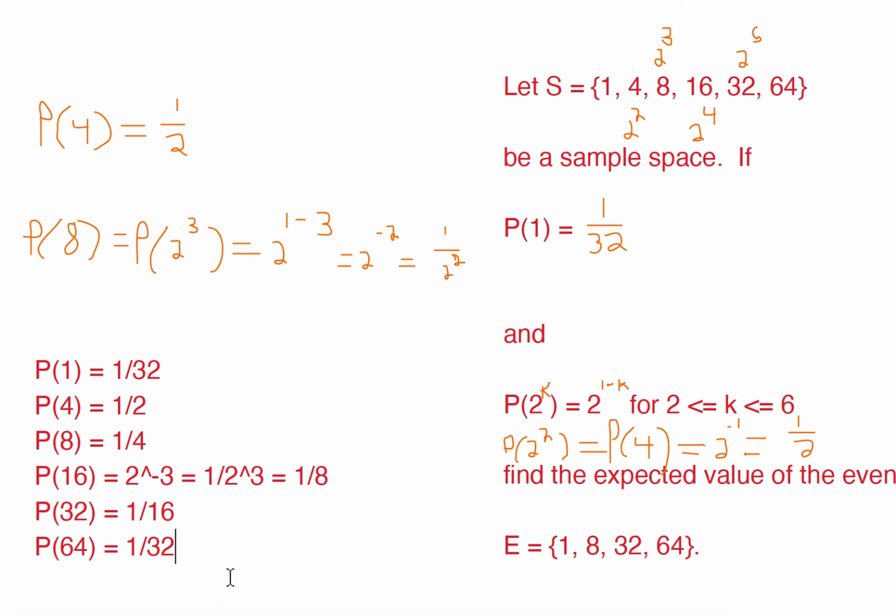So now that we have each probability, now we can find the expected value. Expected value for 1, 8, 32, or 64, we calculate like we usually do. You take the value and then multiply it by its probability. So the chance of getting a 1 is 1/32, so we multiply the value times the probability. The next value is 8, and the probability of getting an 8 was 1/4. And then the next value was 32, and the probability of getting a 32 was 1/16. And then the next value in the expected value calculation is 64, and the probability of getting a 64 is 1/32.